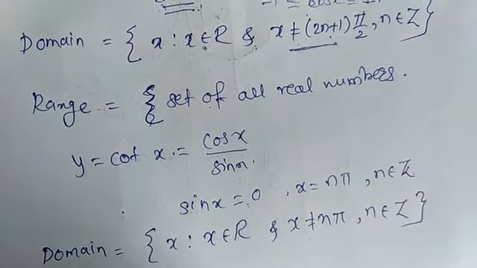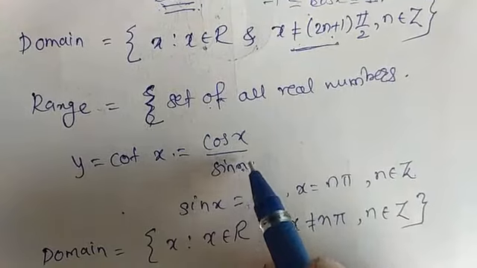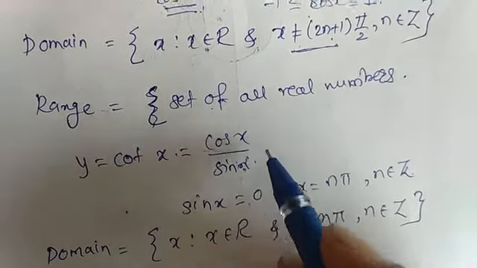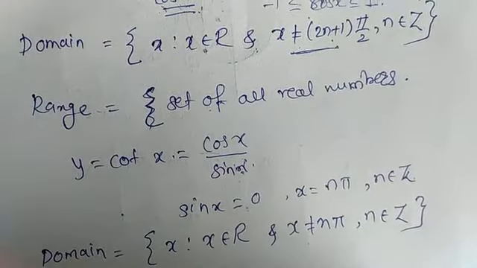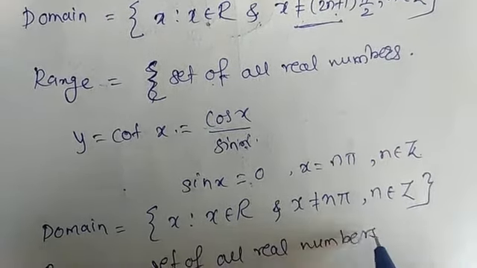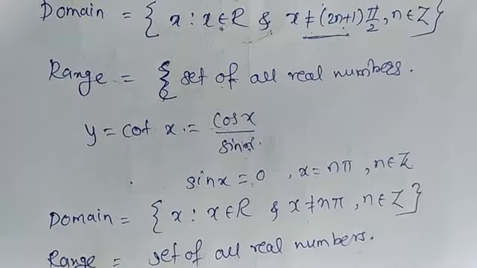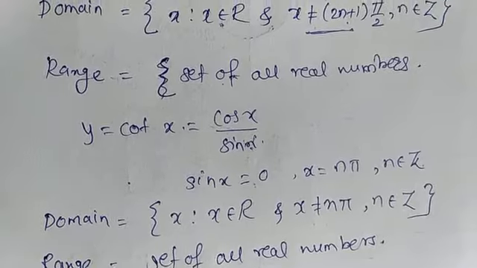And range. Here the denominator is not equal to 0, so our range will be the set of all real numbers, again the set of all real numbers. Okay, this is all about the range and codomains of a trigonometric function.